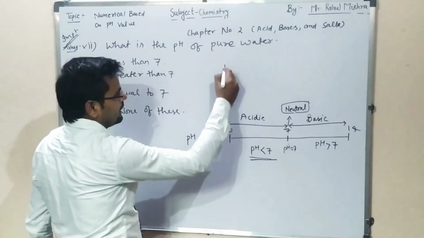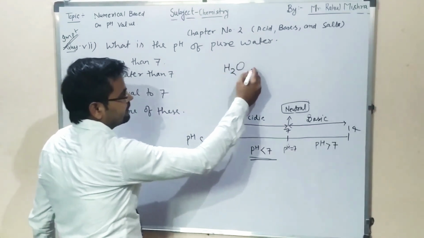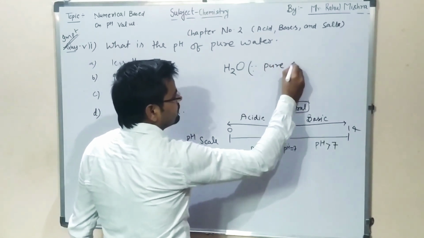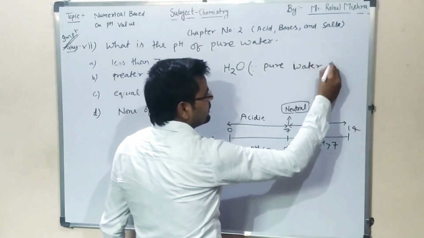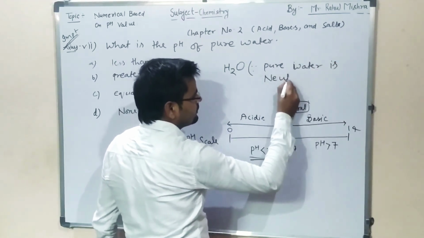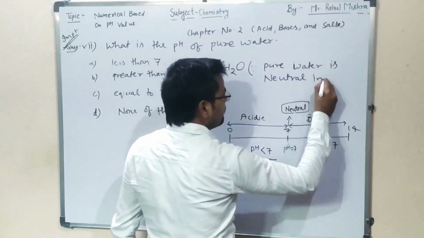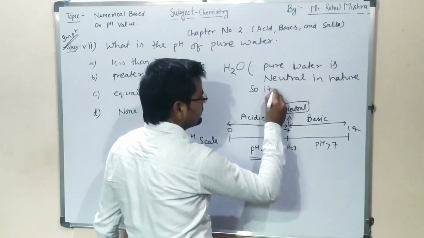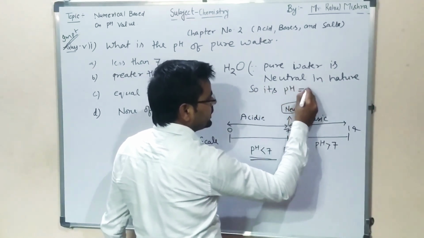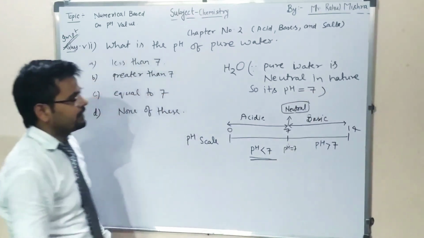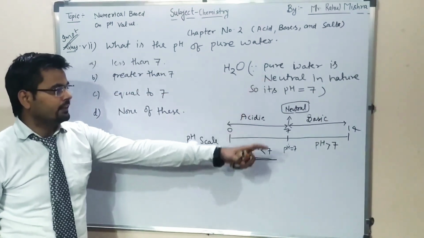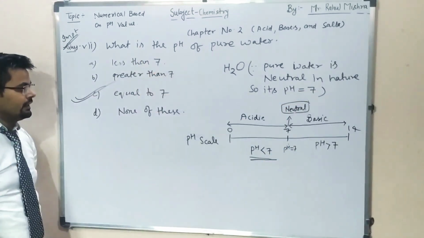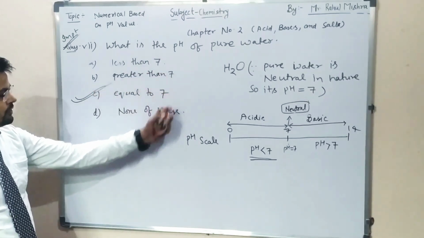So listen, we all know that H2O means pure water. Pure water is neutral in nature. So its pH will be equal to 7. हमें पता है जो प्योर वाटर है वो न्यूट्रल होता है, इसलिए इसकी pH 7 के बराबर होगी. It means which option will be correct? Option C will be correct. pH is equal to 7.